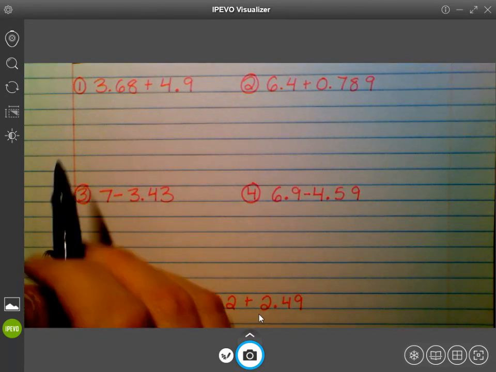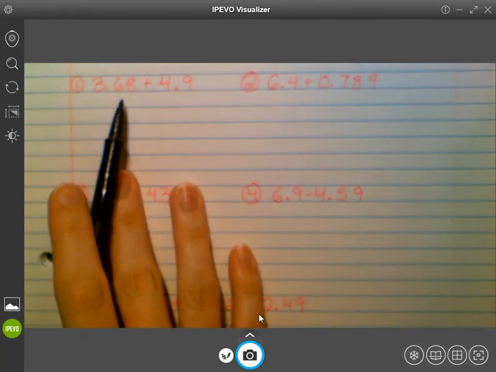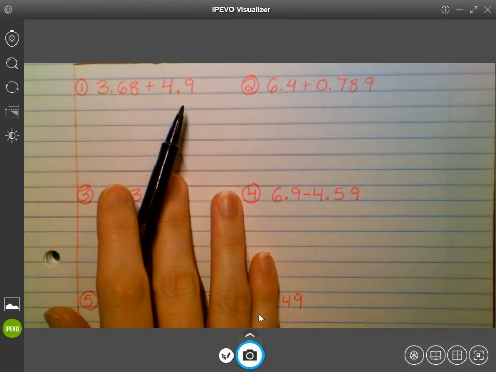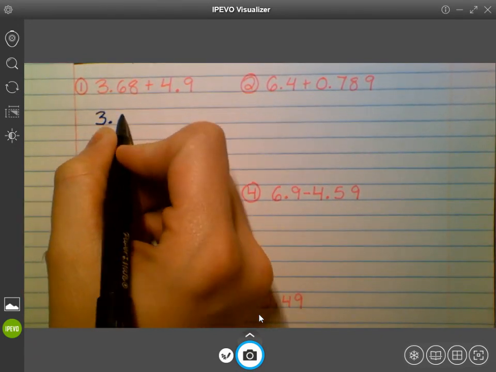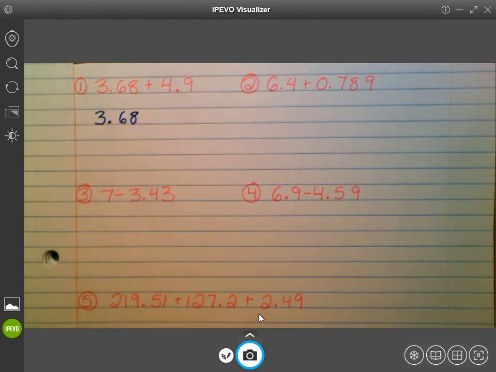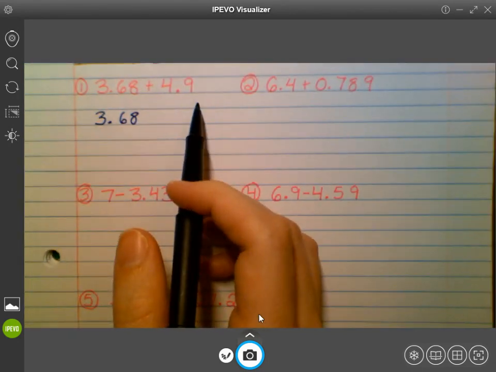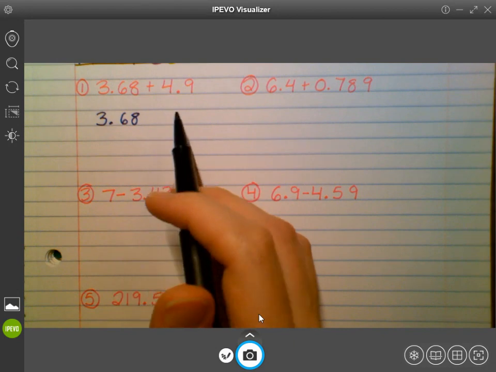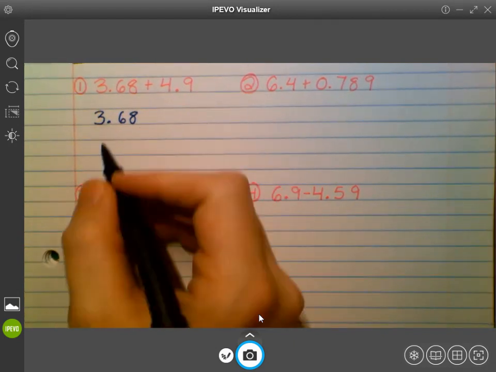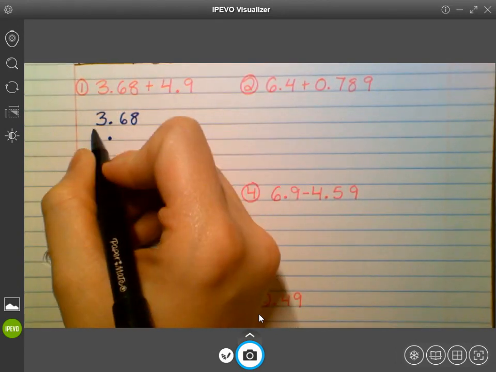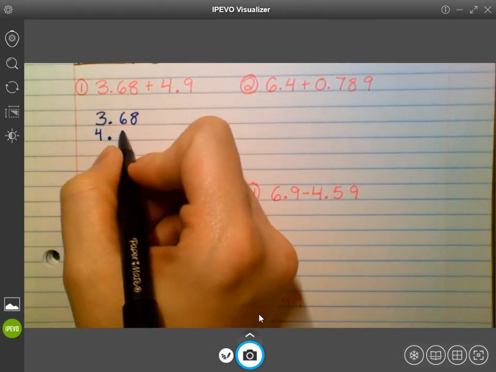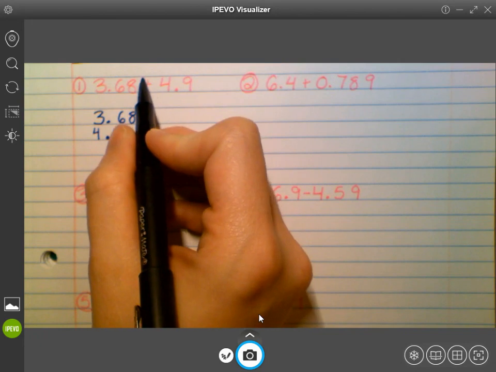So, first one, we had 3 and 68 hundredths plus 4 and 9 tenths. So I'm going to start by writing my first number, 3 and 68 hundredths. Now, I need to add the 4 and 9 tenths. So my first step is to line them up. I need to line up the decimals. So I'm going to place the decimal, and directly to the left I have a 4, directly to the right I have a 9. Then I'm making sure I'm adding.